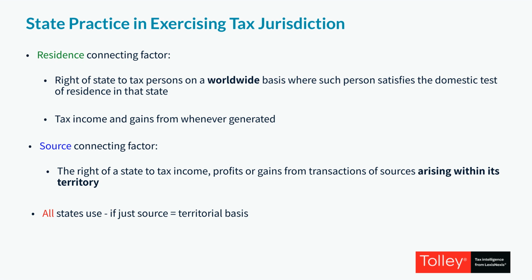If a country just taxes on the basis of source, for example, it does not apply worldwide taxation, and so does not tax foreign income or gains, then we say that country applies a territorial basis of taxation. There are a few countries around the world which do this. Hong Kong is a good example, and other states that use a territorial basis include Singapore, Malaysia, Costa Rica, and Panama.